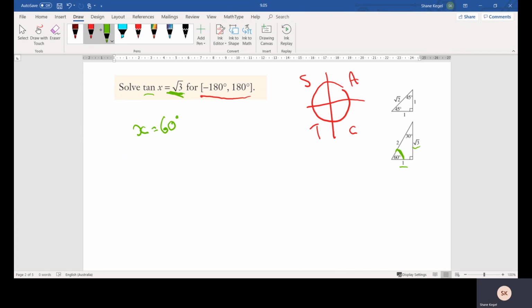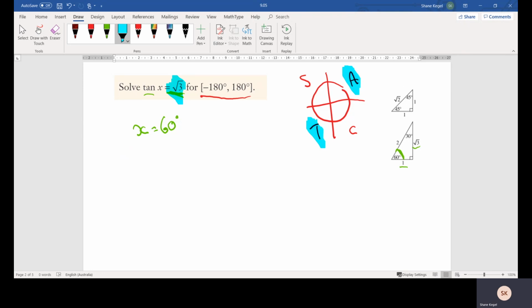Now I need to factor in that root 3 is a positive value, so I know tan must be positive. So we're looking at quadrant 1 or quadrant 3.